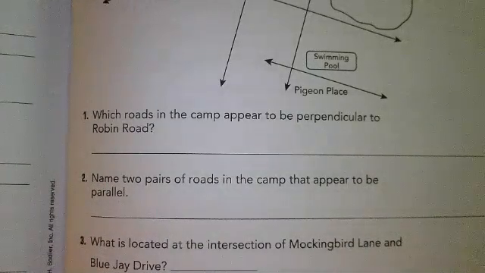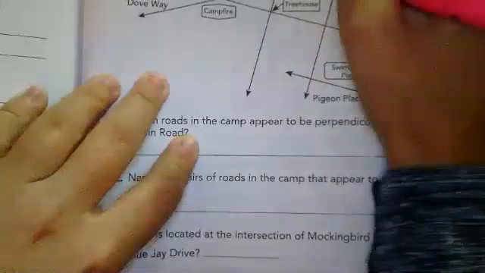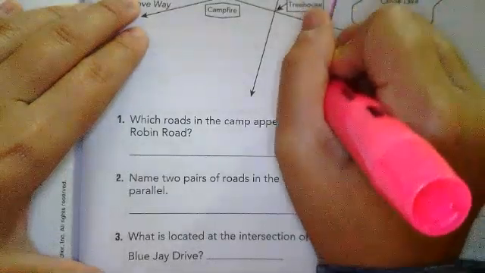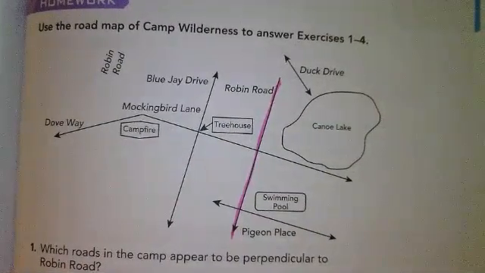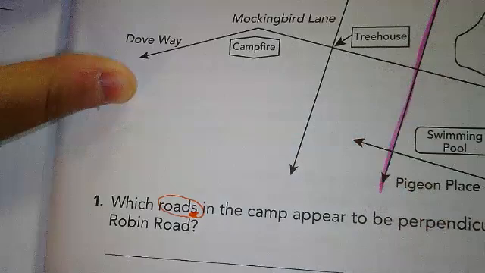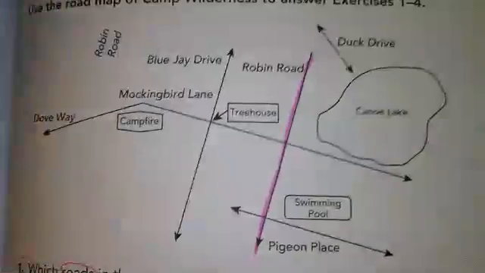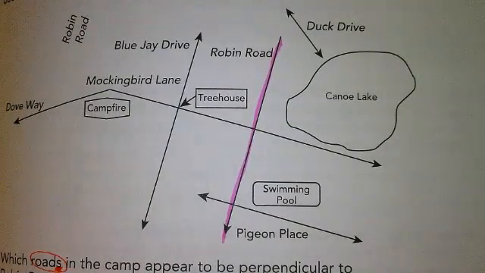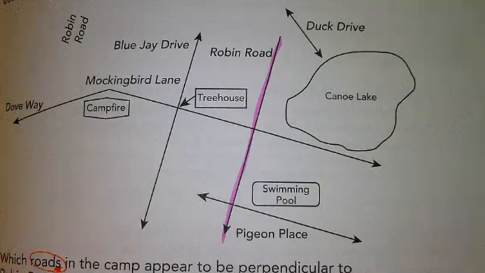Well, first things first, let's find Robin Road. Okay, Robin Road is here. Okay. So we're looking for, notice when it asks the question, it says roads, plural, right? There's an S there. So that means we're probably going to have more than one answer, yes? Okay, so let's look. Who can remind me what perpendicular lines are? And look back in your notes. What are perpendicular lines, Everly? They're 4 right angles. It's 2 intersecting lines that create 4 right angles at the intersection, right?